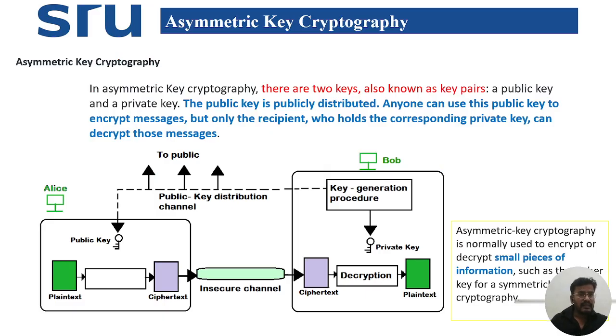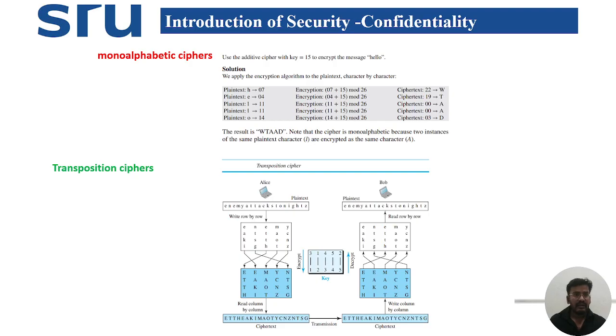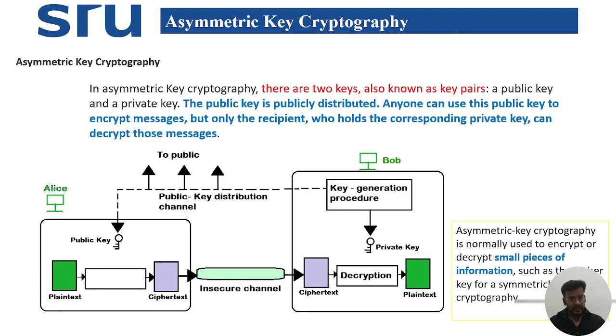Next is the second method, the asymmetric method. In the previous case, we discussed the symmetric method, which has the monoalphabetic cybertext and the transposition cybertext methods. Coming to the second category, the asymmetric key cryptographic method.